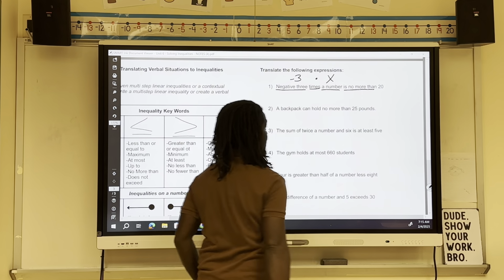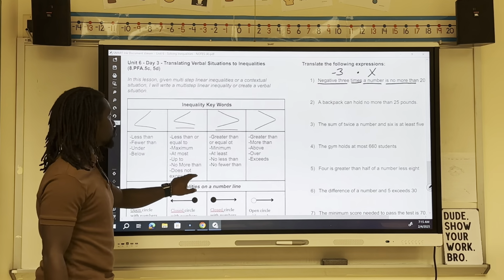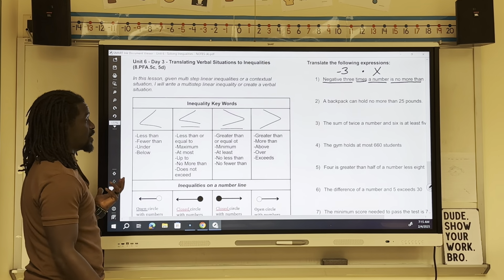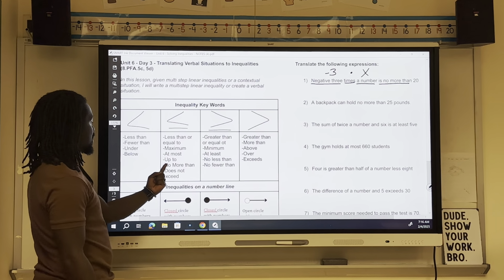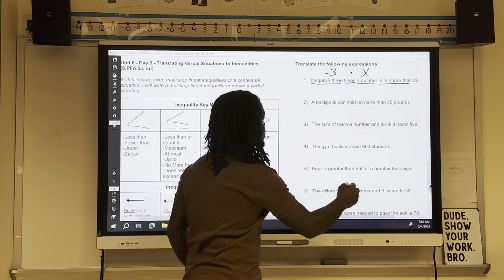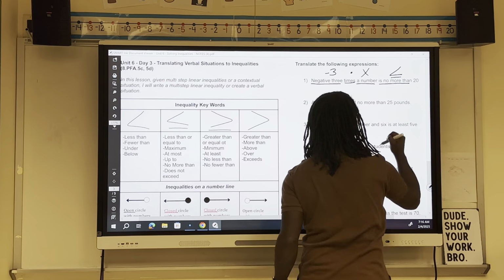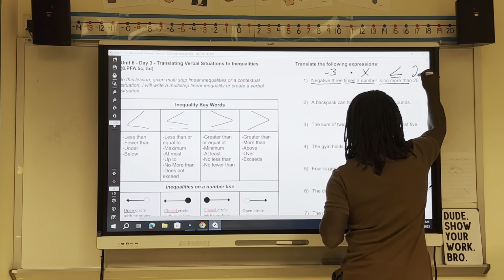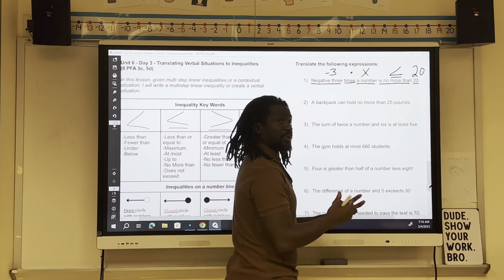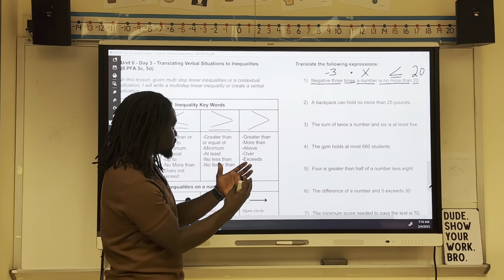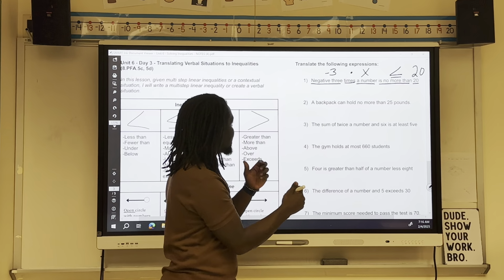Is no more than, okay, so again, no more than. Where is no more than on my inequality? Well, no more than right here means less than or equal to. So we're going to go less than or equal to 20. Okay, and so hopefully you see how I just broke that down. And now I'm going to write my inequality.